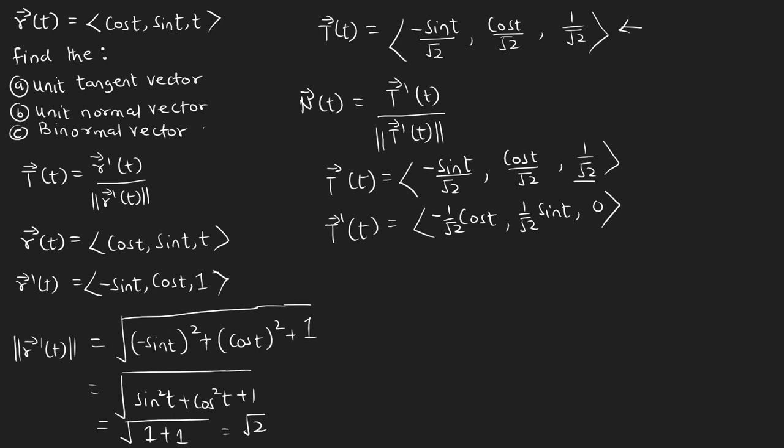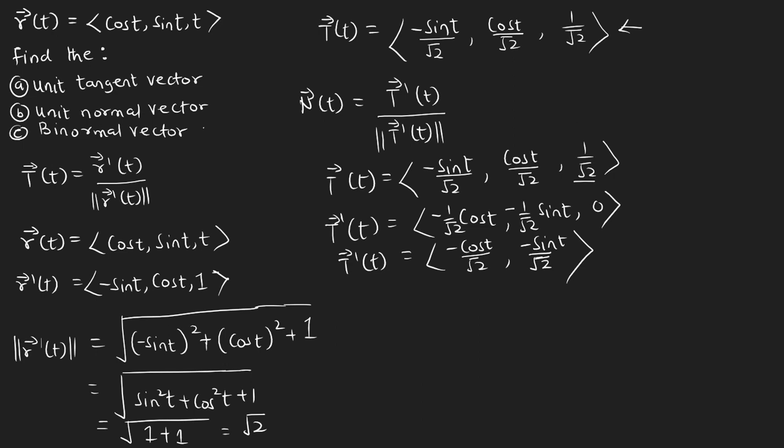Okay, so now let's simplify this. I think I made a mistake here. The derivative of cosine of t will be minus sine of t. Let's correct that. So now let's simplify this. We are going to have this be equal to minus cosine of t over root 2, then minus sine of t over root 2. Okay, so we have this here.